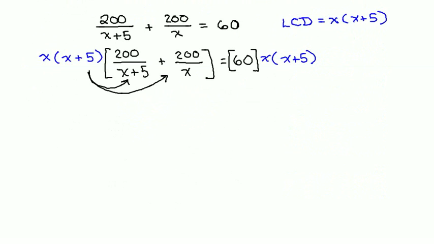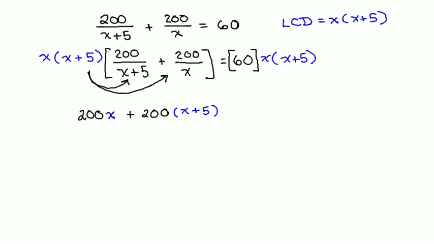Looking first at the left-hand side of the equation, I can see that the x plus 5 factors would cancel from my first product, leaving me 200 from the numerator and x from the LCD. Looking at my next product, I can see the x factors would cancel, leaving me 200 from the numerator and x plus 5 from my LCD. Looking over at the right-hand side, I can see that there are no denominators, so nothing cancels.